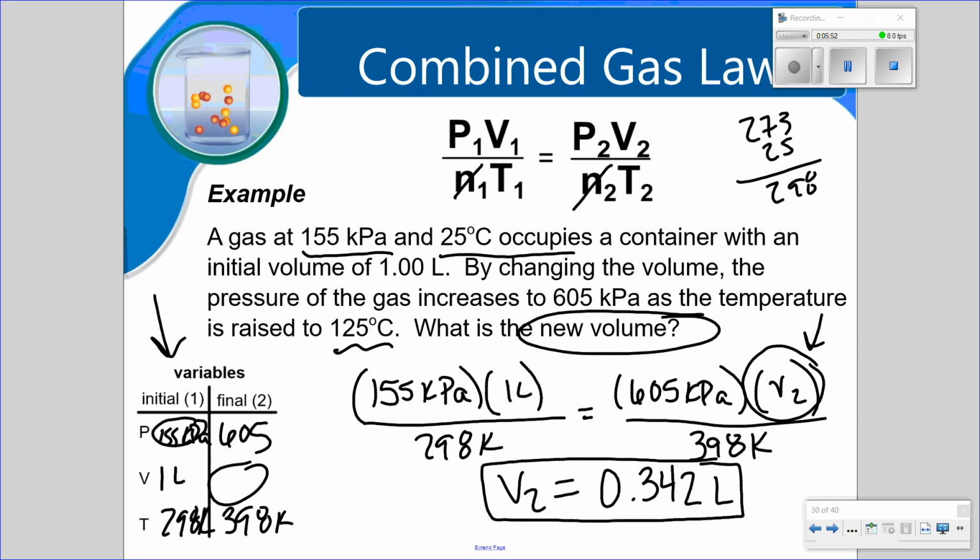The other way you could solve this is if you rearrange the equation from the get-go. So you change it as V2 equals P1V1T2 over P2T1. So you can rearrange the equation from the get-go and then plug the numbers in. It's completely up to you. And that is how you use the combined gas law. You could use that to solve for any variable in the combined gas law. It'll all pretty much be the same mathematics. You just have to make sure you keep in mind sig figs and units.